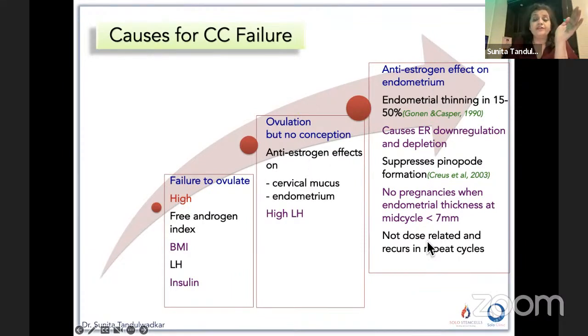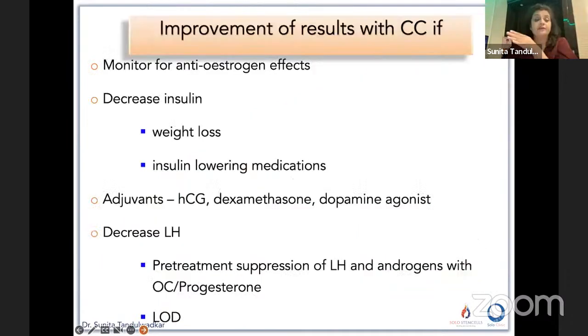Or it may be an anti-estrogenic receptor effect. As early as 1990, Casper and his team spoke about endometrial thinning happening in between 15 to 50% of patients. There is always estrogen receptor downregulation and depletion, and that's the reason why there can be these problems. Also, there can be a disturbance of pinopod formation. These all play a very important role in implantation. And remember one thing, thinning of the lining is not dose related. It can occur with the first cycle of 50 milligram also, and it can occur with repeated cycles.